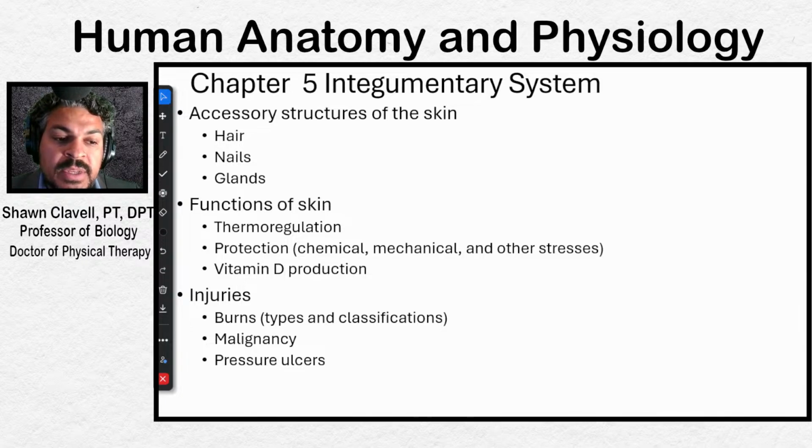In terms of the integumentary system, first half is really look at the cells, the tissue types, the things associated with it. The second half, we're going to be looking at some of the accessory structures, the functions of the skin, and some of the injuries that can occur.